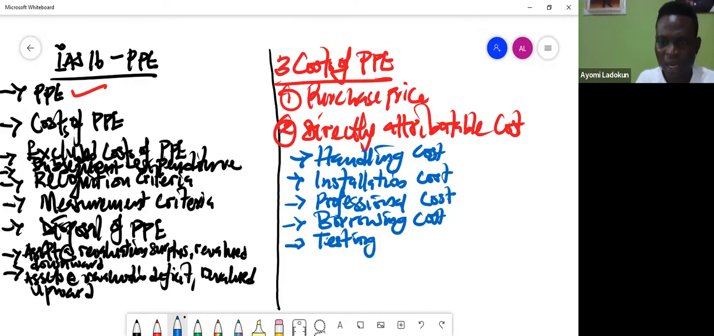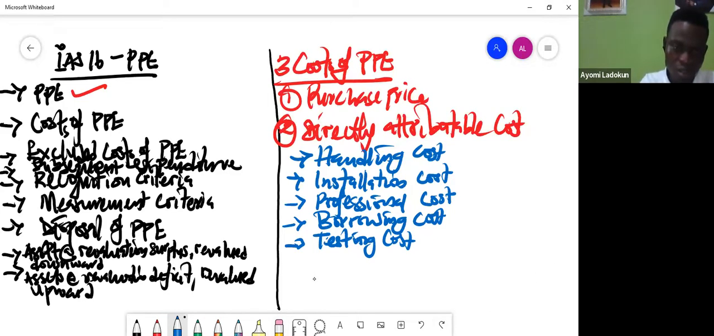Then testing costs. What does that mean? When they install, they need to test to be sure that it is working well. In fact, if they buy fuel, maybe diesel or something, the money they spent on that diesel, okay, it's going to be capitalized at that moment, because it's part of the directly attributable cost in bringing the asset to the present location and condition. So sometimes the examiner can ask you, list 6 directly attributable costs of PPE. This is what you tell the examiner: handling cost, installation cost, professional fee, borrowing cost, testing cost, in fact, sometimes delivery cost. It's in your notes. So go and learn it, okay?